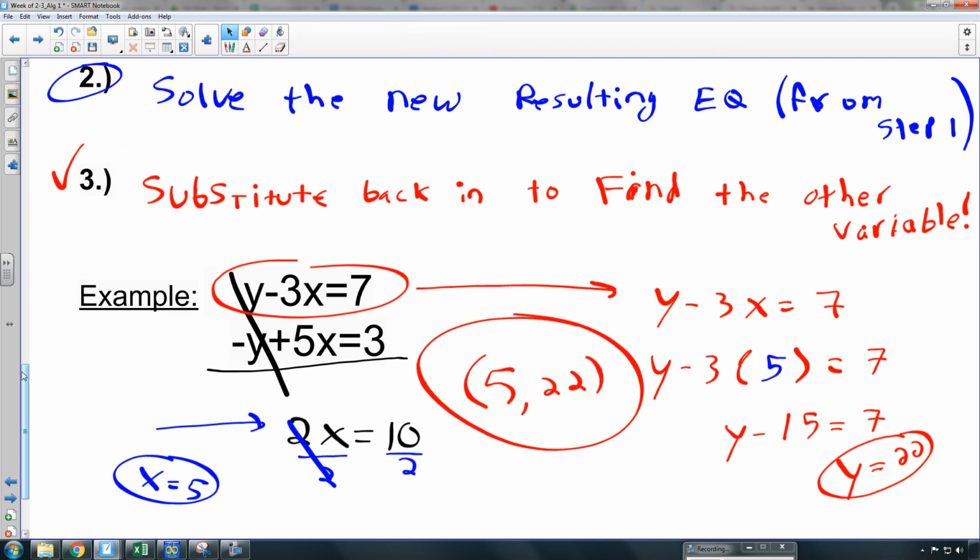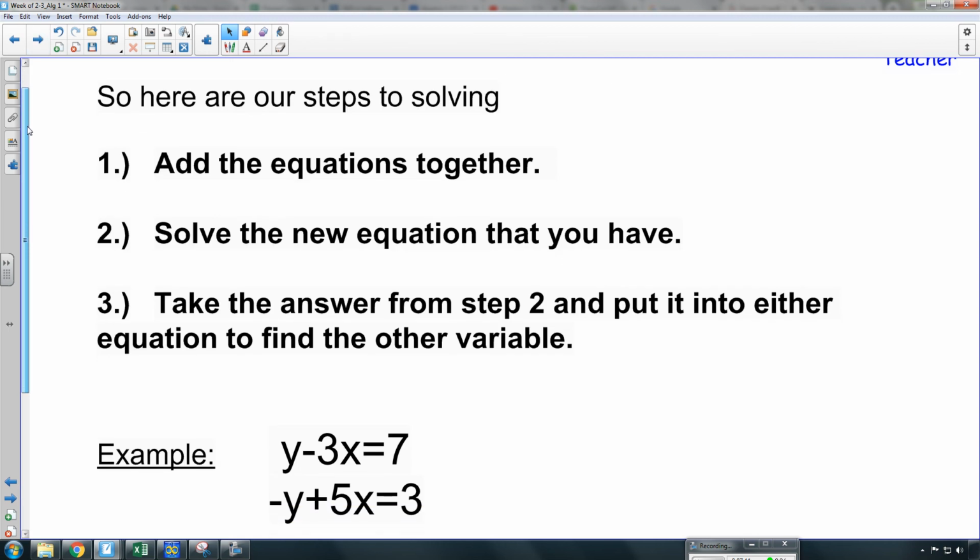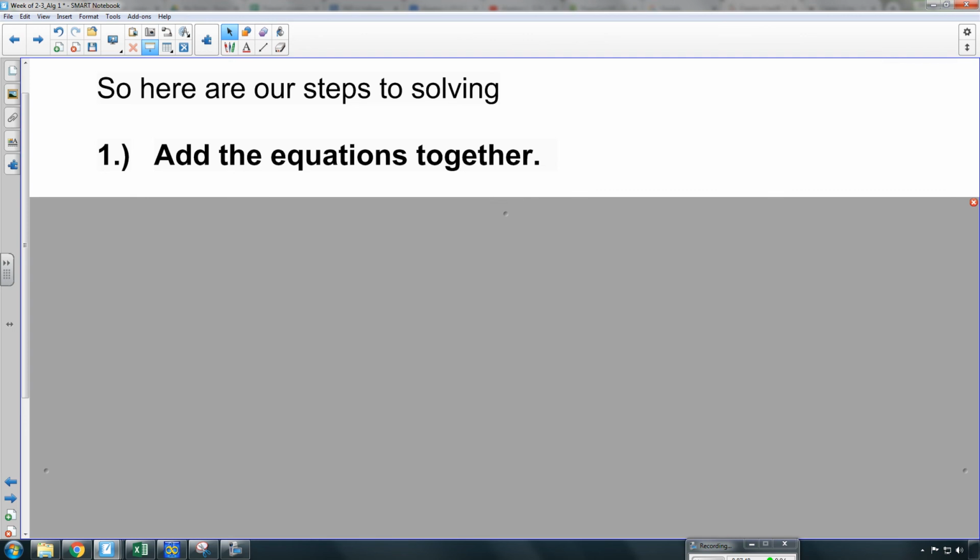All right? And that's pretty much the basics of solving a system by elimination. So hopefully you're feeling pretty comfortable with the fundamentals of it. So I think as you turn the page, we have a couple of fill in the blanks, okay? Let's kind of go there. Pause the video if you're having trouble keeping up. So we're going to go here, and these are our steps to solving. Step 1 is to add the equations together.